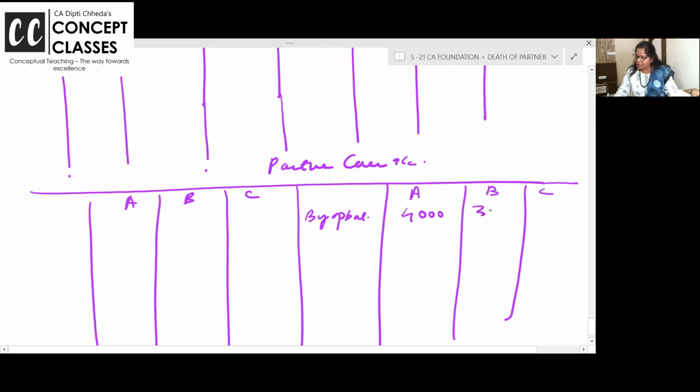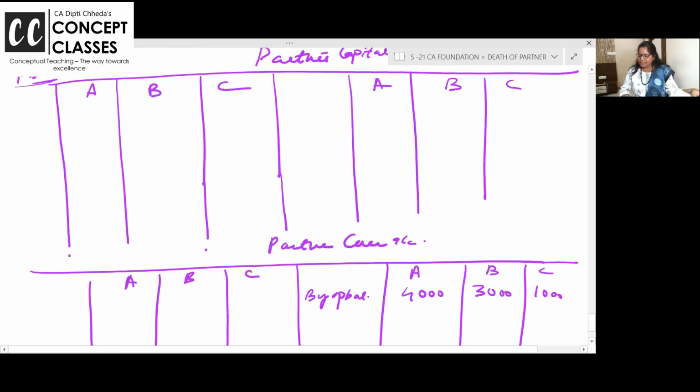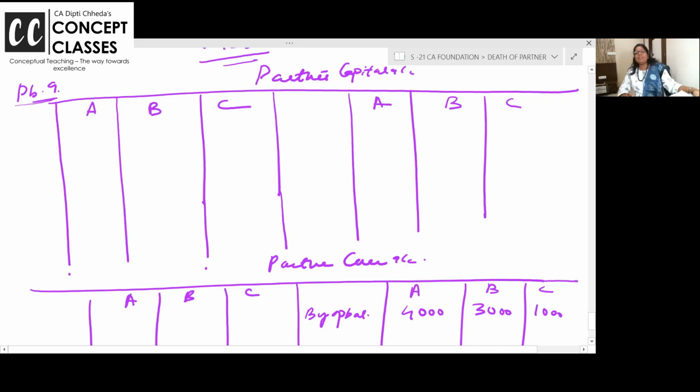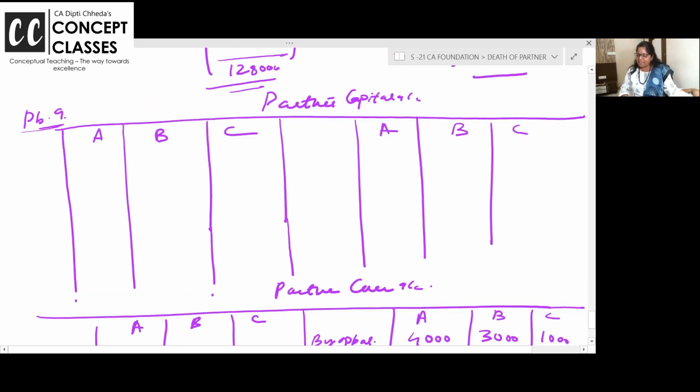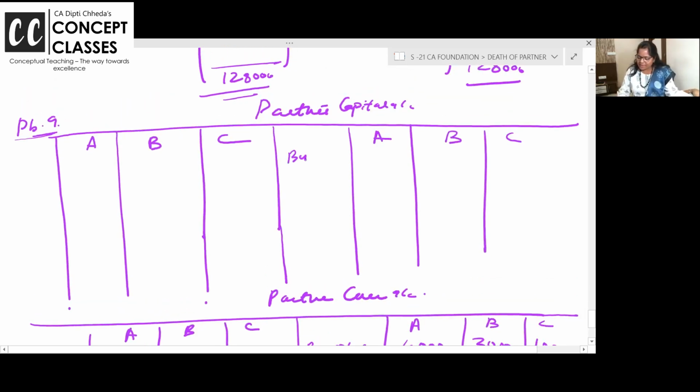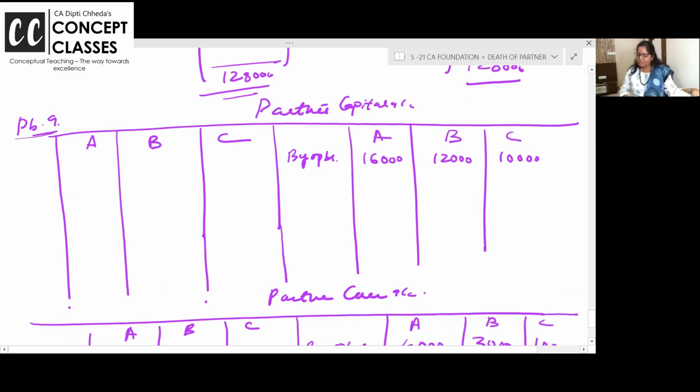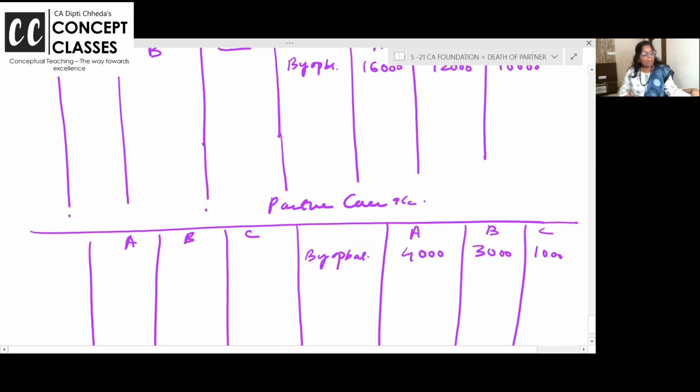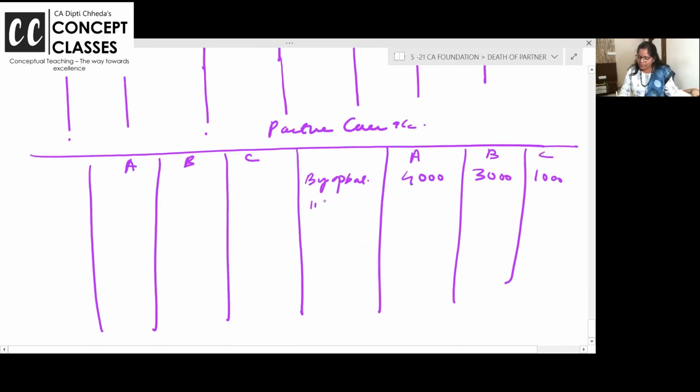4,000, 3,000, and 1,000. The first problem in debt we are doing, all partners' capital account. Generally, they don't ask. Okay. Capital account: 16,000, 12,000, and 10,000. Nice. So opening balances are clear. Now we'll route all major entries through current account first.